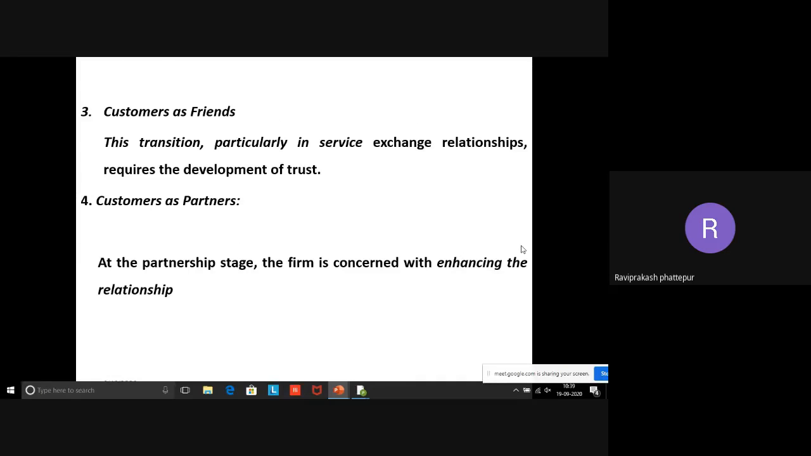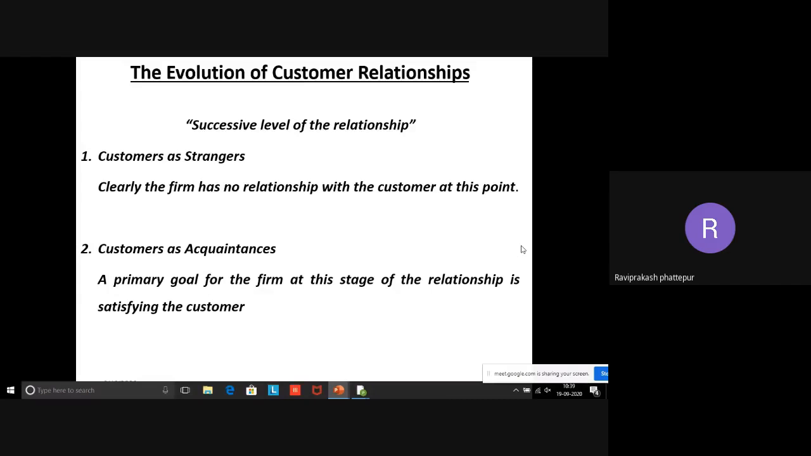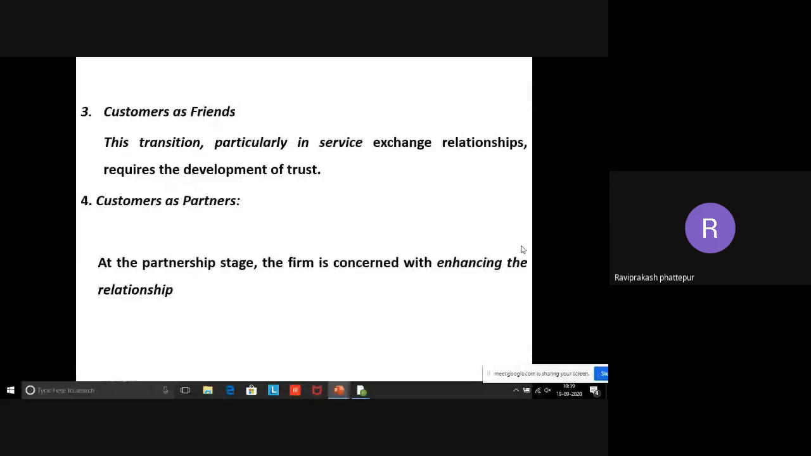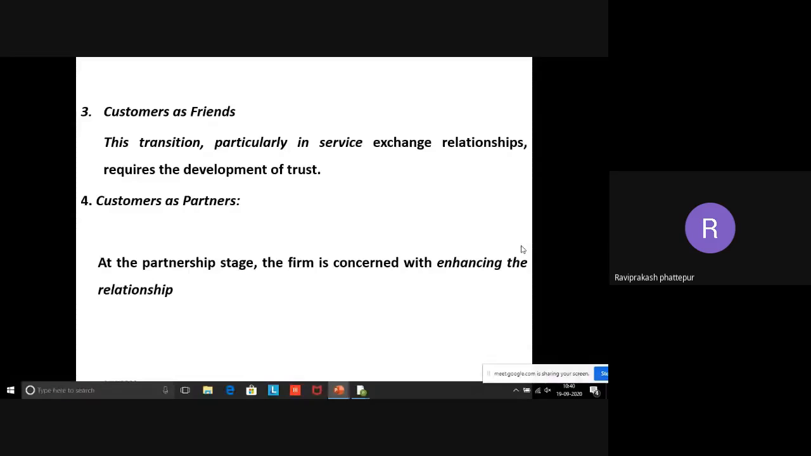Next one, customers as friends. The first was customers as strangers, then customers as acquaintances. The next level would be customers as friends. As a customer continues to make purchases from a firm and to receive value, the firm is able to acquire specific knowledge of the customer's needs, allowing it to create an offering that directly addresses the customer's situation.